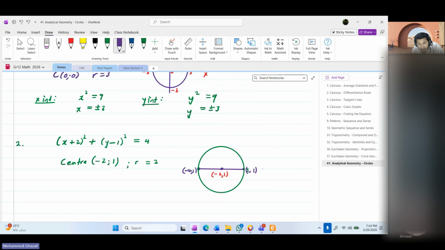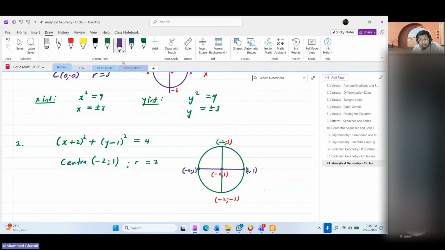(-4, 1). Now, if you go up, you're changing the y values. I didn't put the axes as yet, all right? If you go up, you're going 2 up. The x value remains unchanged, which is -2, and the y value changes. The y value will become 3. And if you come down, the x value remains unchanged, and the y value becomes -1. Those are the coordinates.